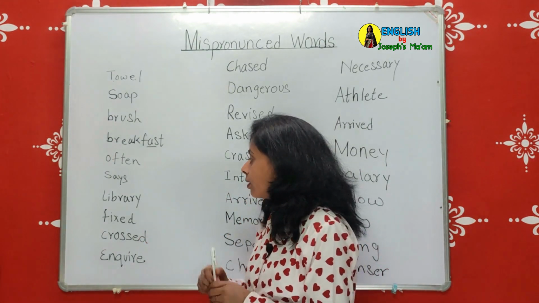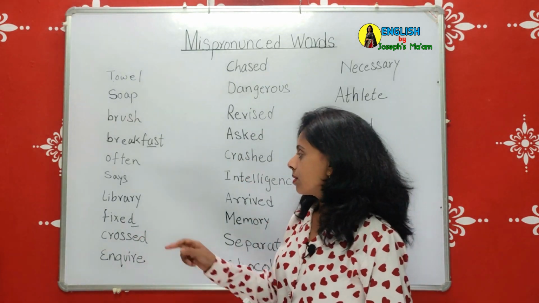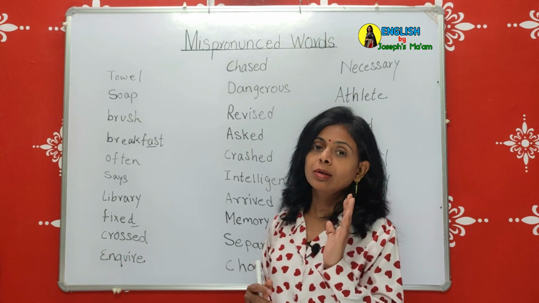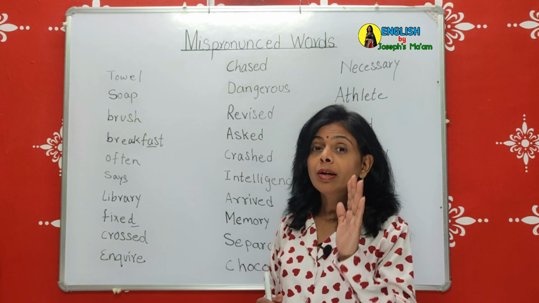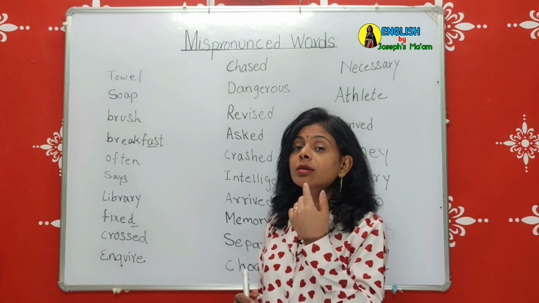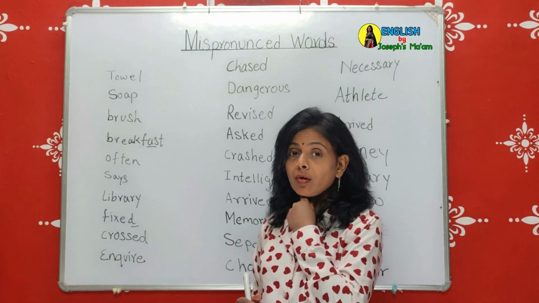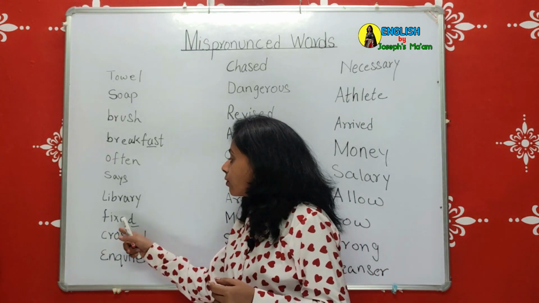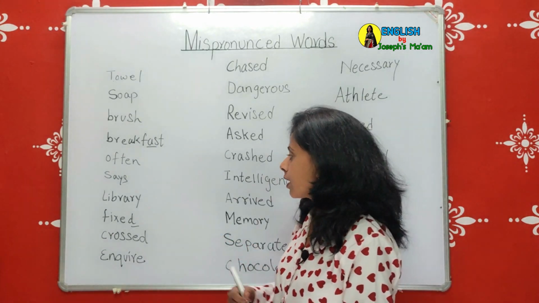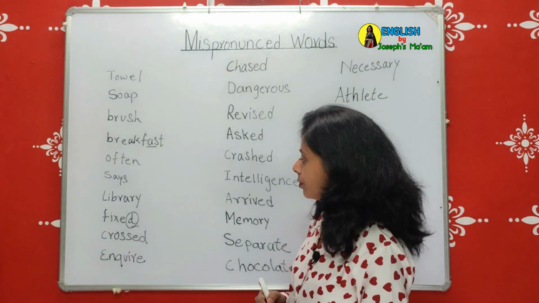Okay. Next is fixed. Here it is a D at the end, but you will not say it fully as D. You will say fixed, with a T sound. This word is coming from your throat. The T sound is coming, so you will say this word as fixed, and you will cut out the D.